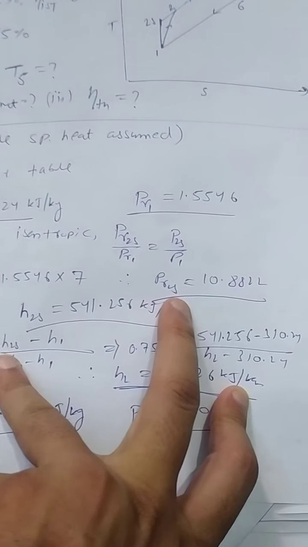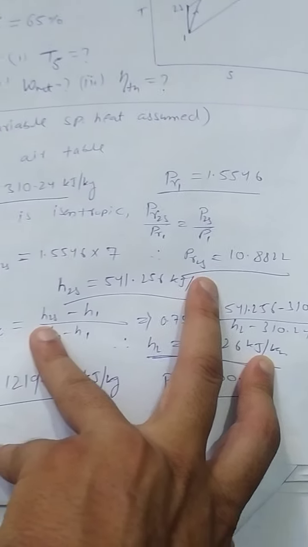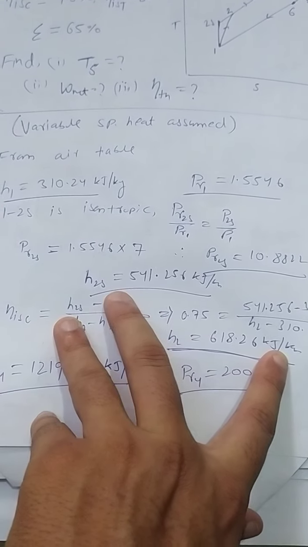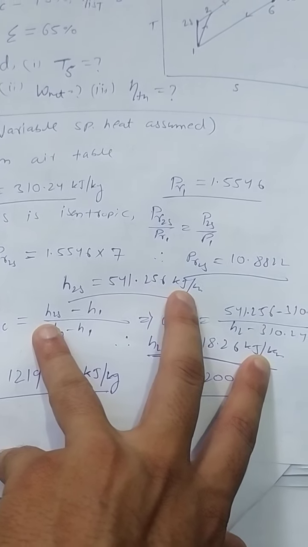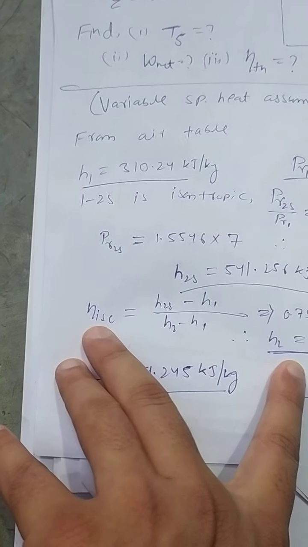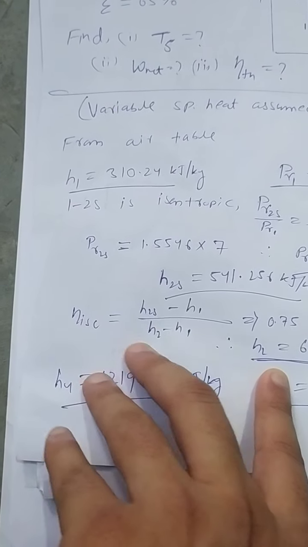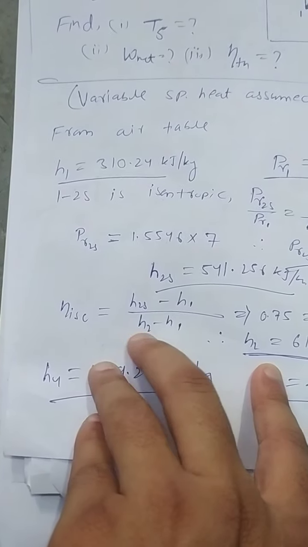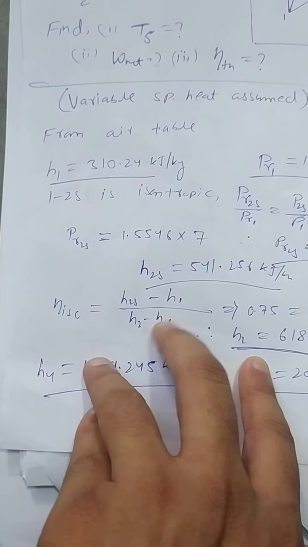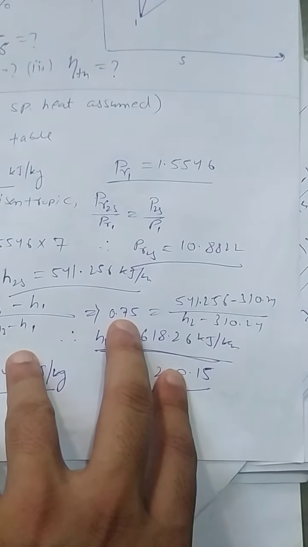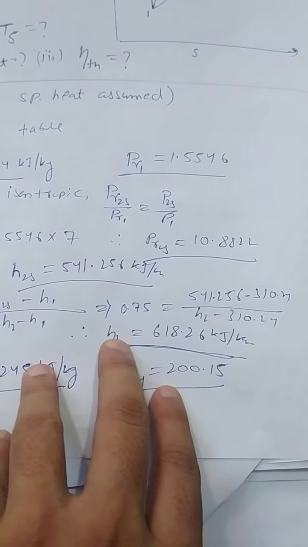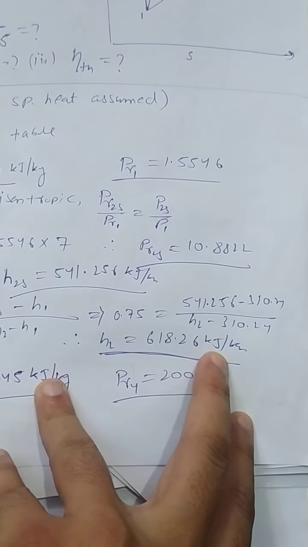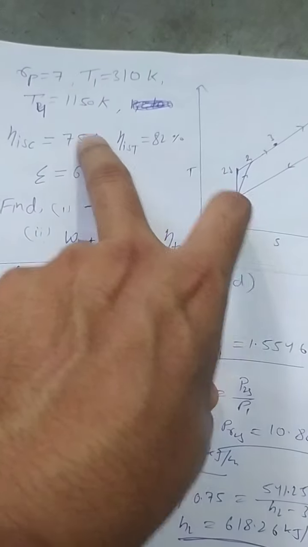Now at this relative pressure at 2s, by doing interpolation on the table, h2s, that is specific enthalpy at 2s, would be 541.256 kJ per kg. Now isentropic efficiency of compressor: actual work input must be greater than isentropic work input. So 0.75 is the isentropic efficiency, and putting all these values in, we get h2 equal to 618.26 kJ per kg.